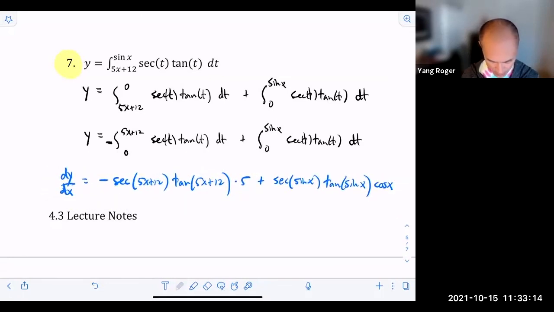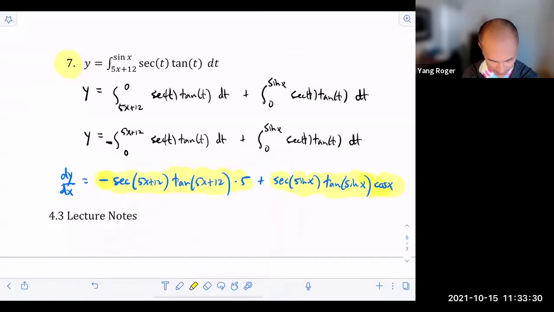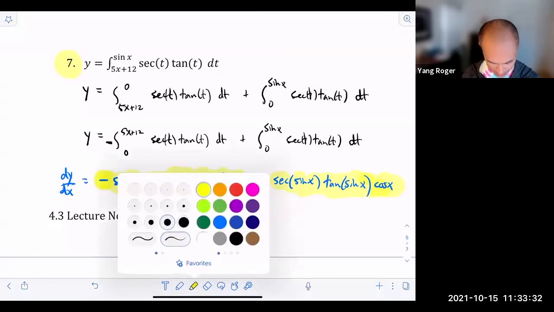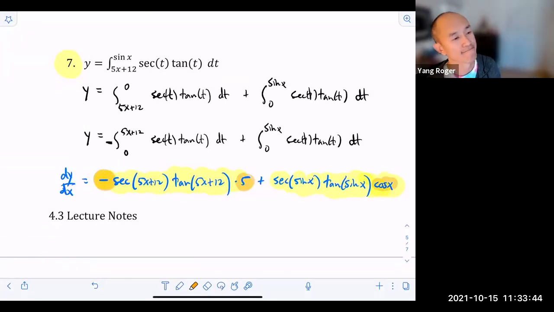Is there any questions about this, my friends? So we got this, and we got this. I'm going to highlight in orange. We picked up a negative sign because we interchanged the limits of integration. We pick up a 5 because we use the chain rule. We pick up a cosine x because we use the chain rule. So that's it.